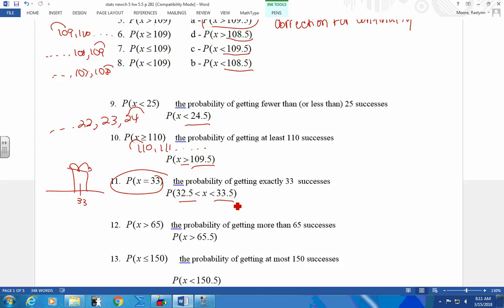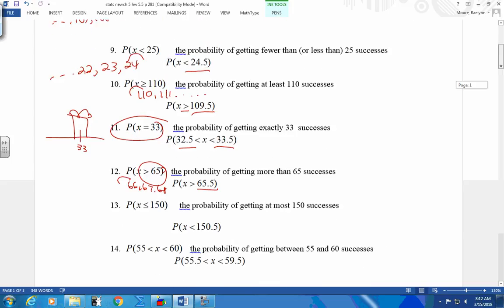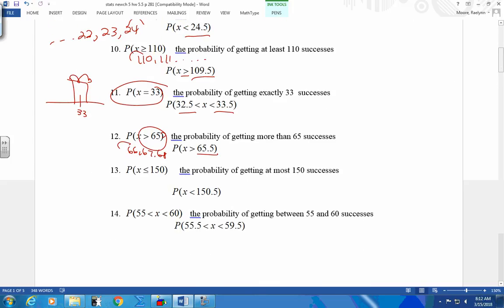12, getting more than, that means I can't use 65. It has to be more than 65. So I drop this to 65.5. Again, I'll never hit that one. But for the bar on the normal curve, I need it. And the last two, at most, if that's the most you have, everything's less. So the most I have is 150 and less. Take this guy and up it by 0.5.